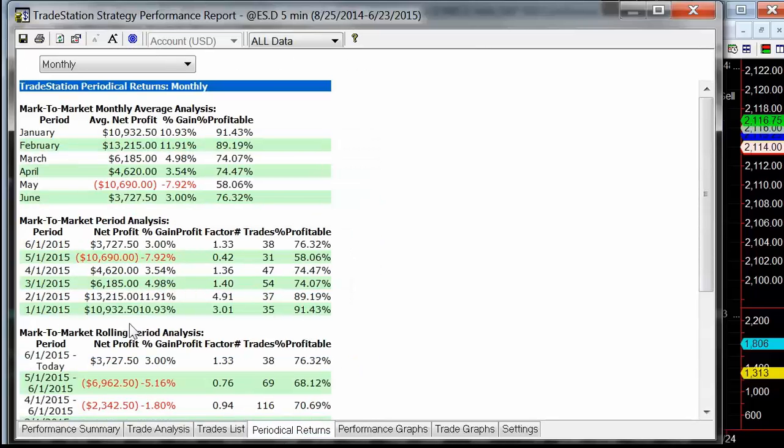And here's our monthly returns from January. The system averages approximately 1 to 2 trades a day. On average, it gives 2 trades a day, but there's some days it doesn't trade. The system is only allowed to trade twice in a day.